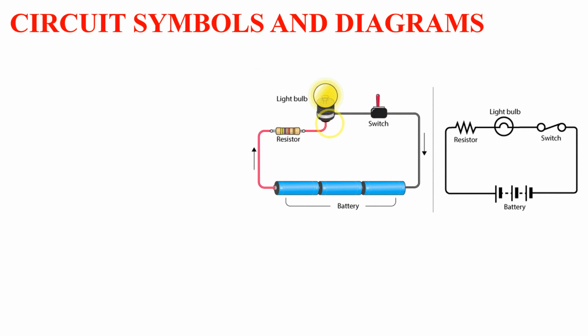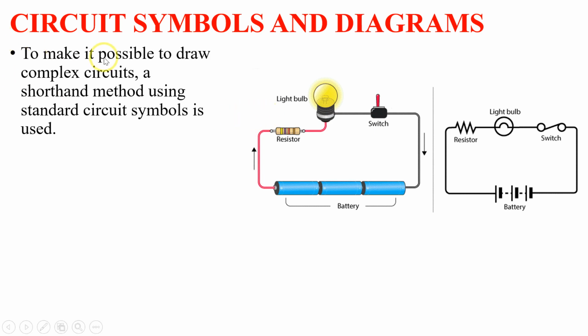Internationally there are some standard symbols for the components of the circuit. Like in chemistry, we have symbols for different elements, like for oxygen we have O, for sodium we have Na, for water we have H2O. In the same way, there are internationally acceptable symbols for the components of the circuit in order to understand the language of the circuit diagram everywhere in the world.